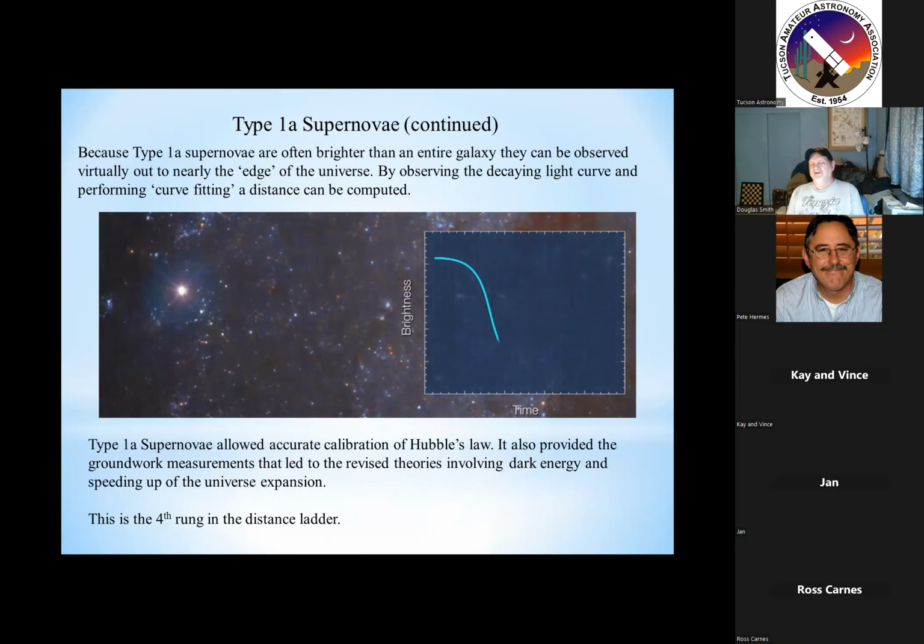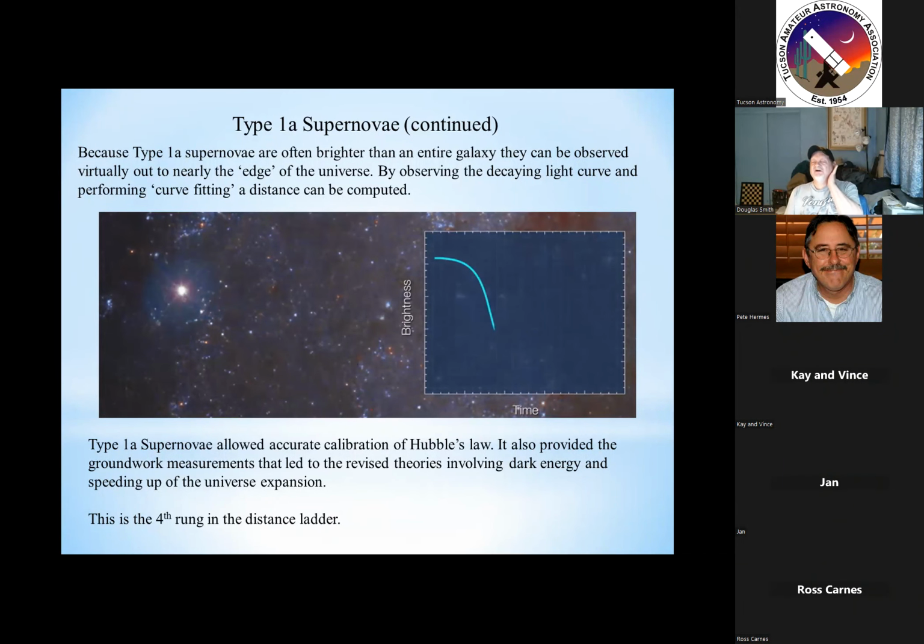And there's a type 1a supernova decaying away, and you can see what the light curve is doing there. But type 1a supernova are often very bright. In a lot of cases, they're brighter than the entire galaxy for a short amount of time. So you can see them as far as you can see galaxies, basically. You can see type 1a supernovas. And then by observing the decaying light curve, and you do some fancy curve fitting and some other mathematical manipulations, you can deduce a distance.